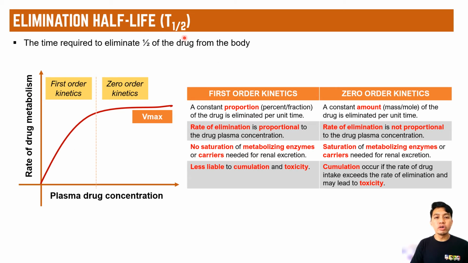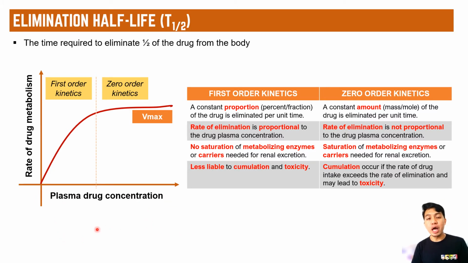Alright, let's move on to the elimination half-life before you have a short break. Elimination half-life is the time required to eliminate half of the drug from your body. Beforehand, you need to know the differences between first order kinetics and zero order kinetics. The easiest way to do that is by looking at the graph here. Pay attention to the axes of this graph. The y-axis is the rate of drug metabolism and the x-axis is the plasma drug concentration.